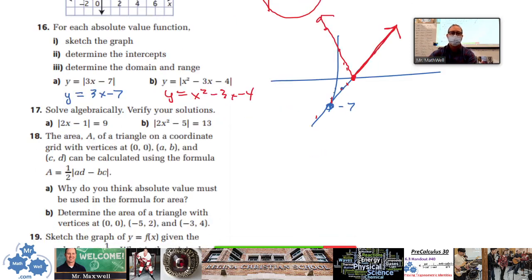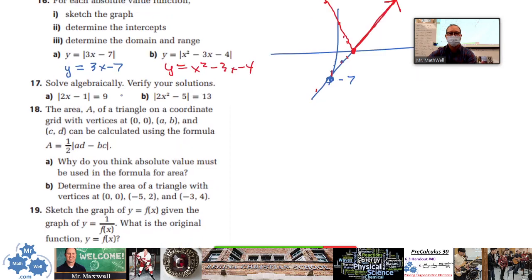Solving algebraically, okay, this is another important part. I'm not sure what else we're going to go over. I guess a couple more graphs, so we're almost done. We're in good time here.